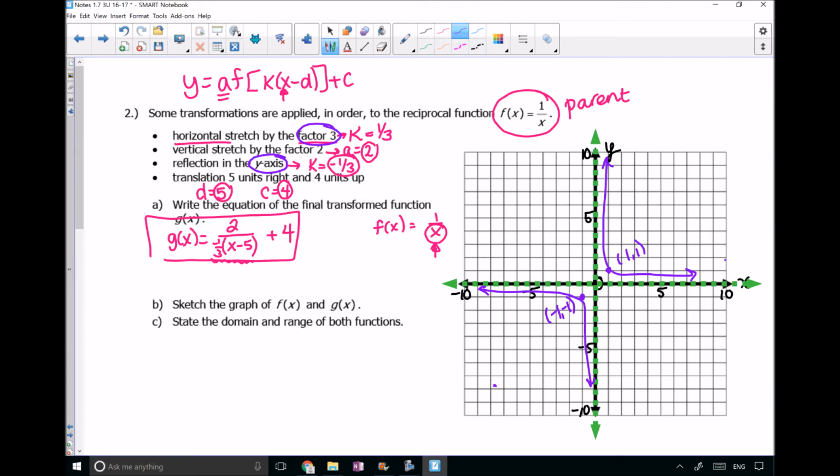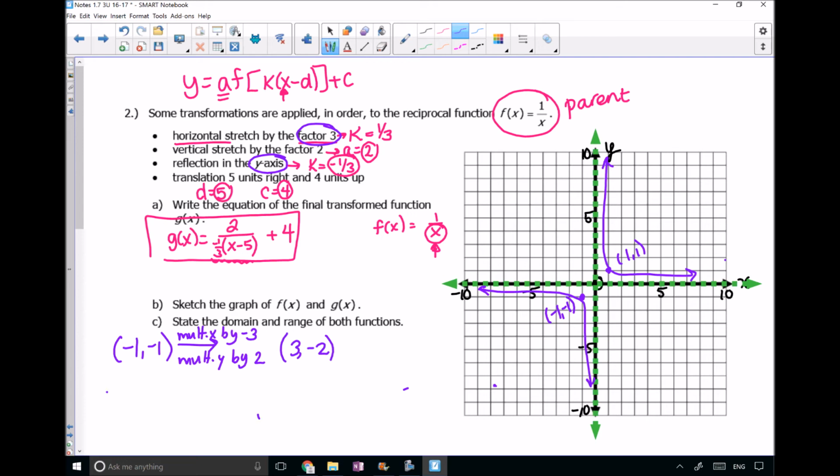So if you notice right here, the first critical point is -1, -1. And we know that the x's are being multiplied by a factor of 3, but it's also being reflected in the y-axis. So that means that we can multiply x by -3. And then if we have a vertical stretch with a scale factor of 2, that means that we can multiply y by 2. So that means that my new coordinate is going to become -1 times -3, which is 3, and then -1 times 2, which is -2.